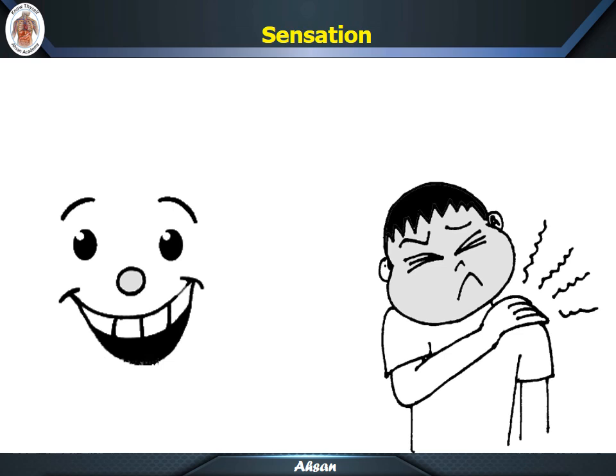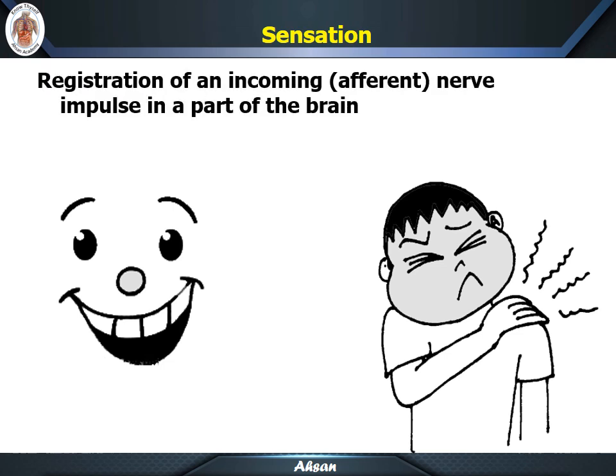If we look at the face, we'll find that there is variation of expression. Why is this variation there? Because the nerve stimulation that is reaching the brain is different. So this registration of incoming nerve impulses in a particular place of the brain is the sensation, which may be pleasant or may be disturbing.